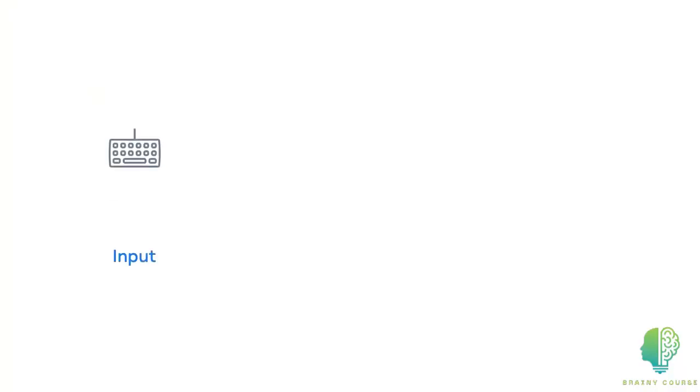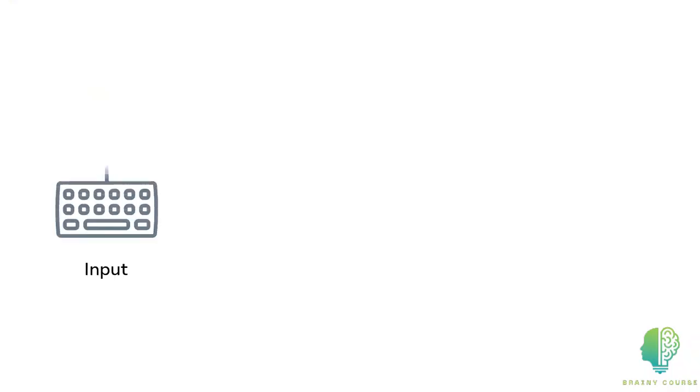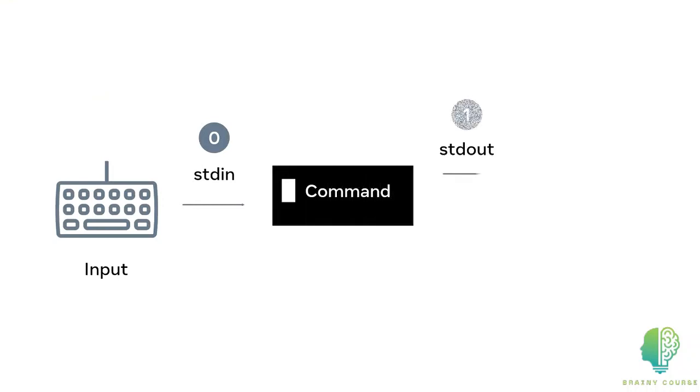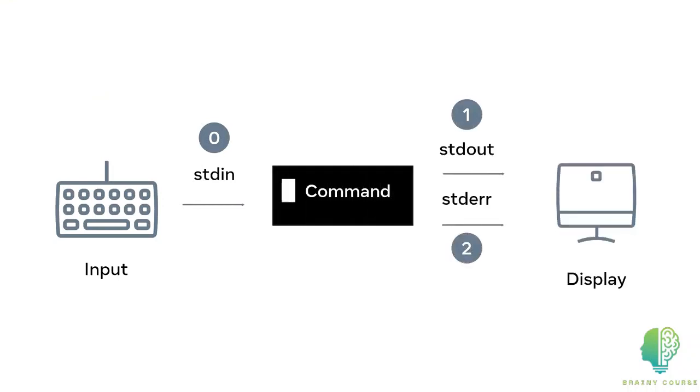There are three types of I/O or input-output redirections: standard input, standard output, and standard error. The shell keeps a reference of standard input, output, and error by a numbering system. The 0 is for standard input, 1 is for standard output, and 2 is for standard error. Now you will learn about each of these redirection types. Let's start with standard input.